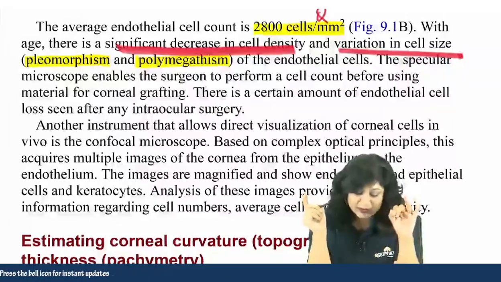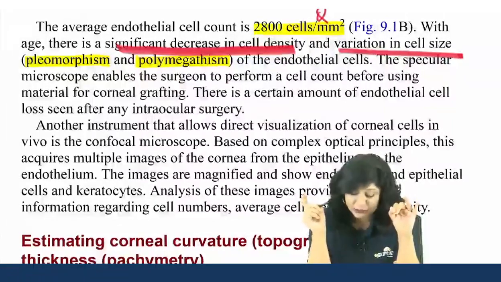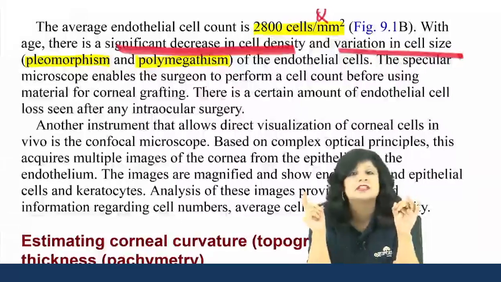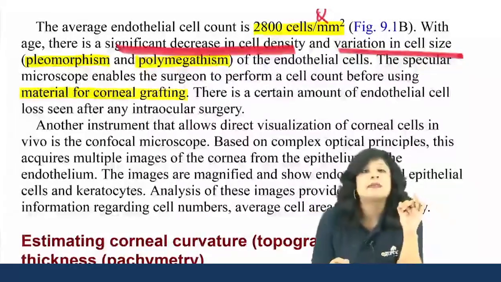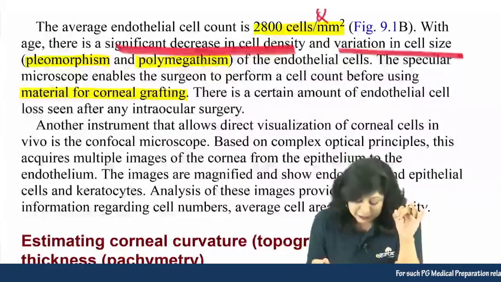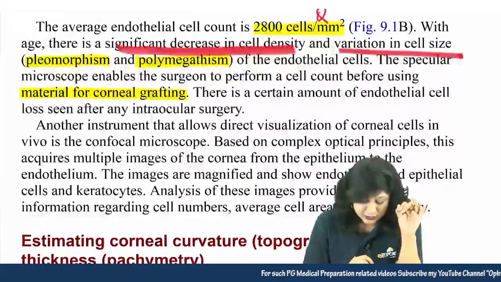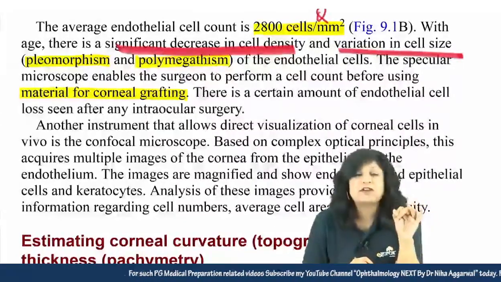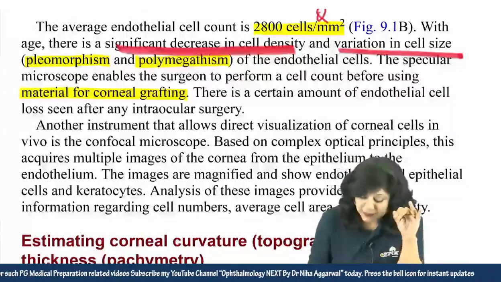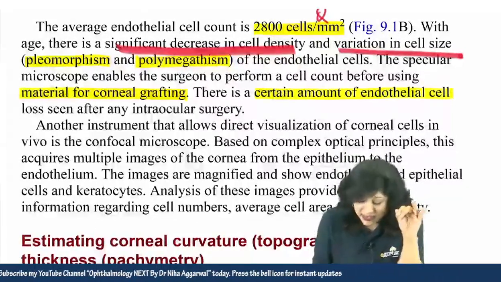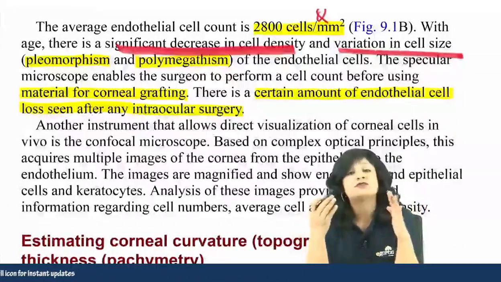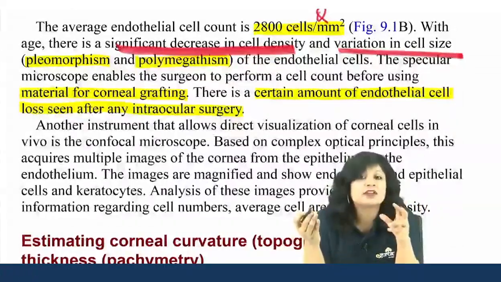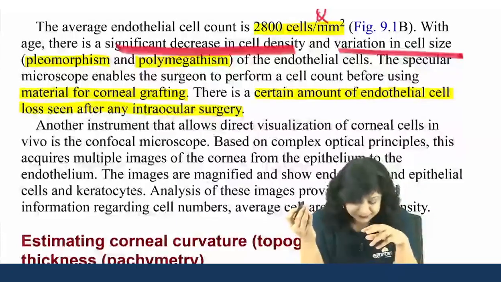The specular microscope enables the surgeon to perform a cell count before using the material for corneal grafting. So that is what I told you, it is a prerequisite for corneal grafting. There is a certain amount of endothelial cell loss even after intraocular surgery. Again, this is an important statement. Is it true or false? It can be asked. So yes, it's a true statement. Even after intraocular surgeries, there is a definite number of cells being lost.